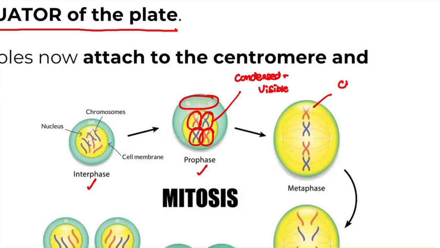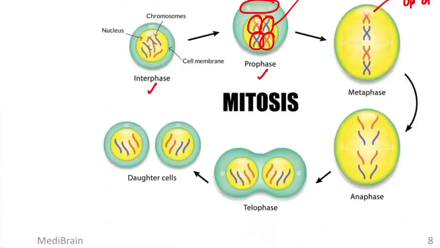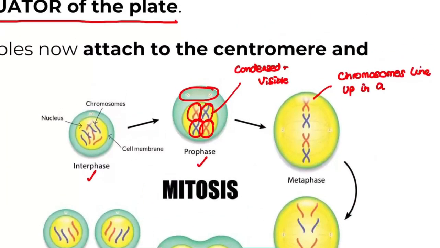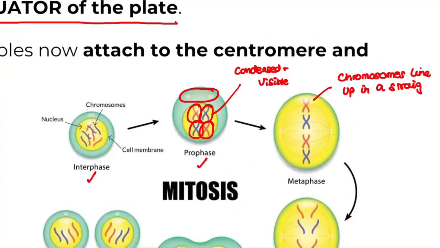As you can see, the chromosomes line up in a straight line at the equator of the cell. So that, as you can see, it's a straight line.